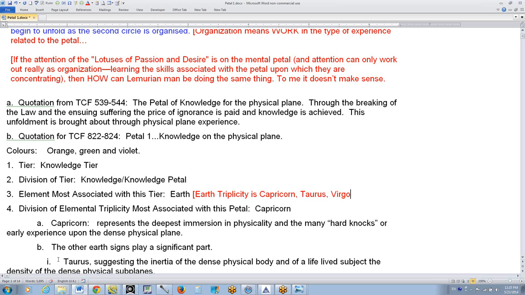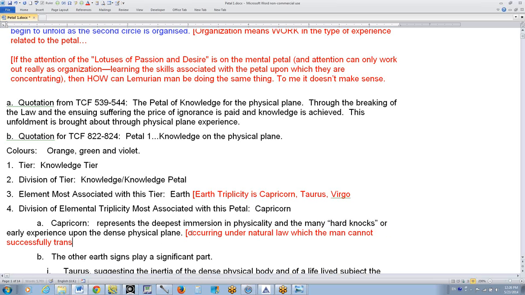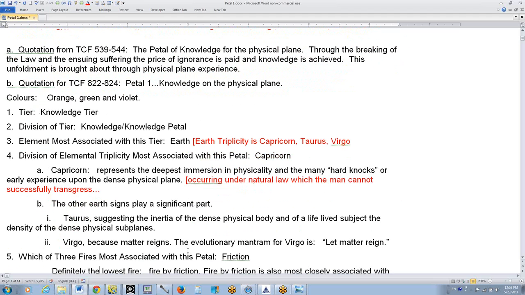Capricorn represents the deepest immersion in physicality, and the many hard knocks or early experiences upon the dense physical plane occurring under natural law, which the man cannot successfully transgress. The other earth signs play a significant part also, Taurus suggesting the inertia of the dense physical body and of a life lived subject to the dense physical subplanes.